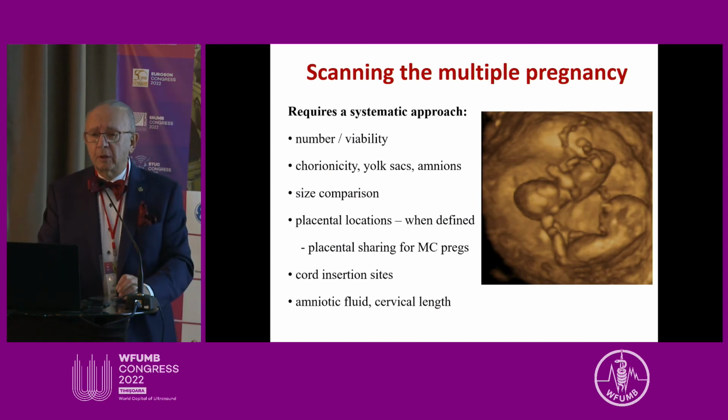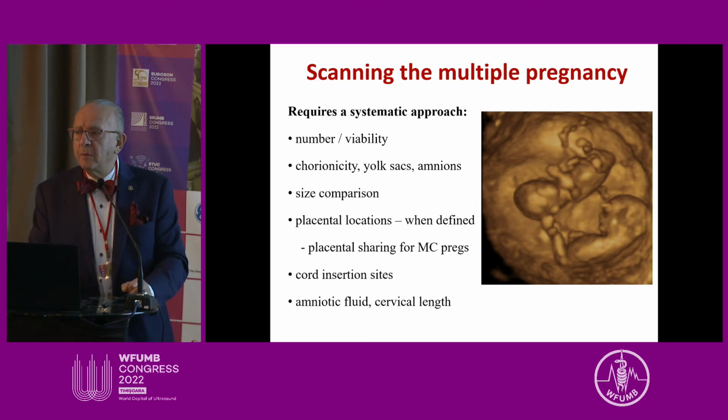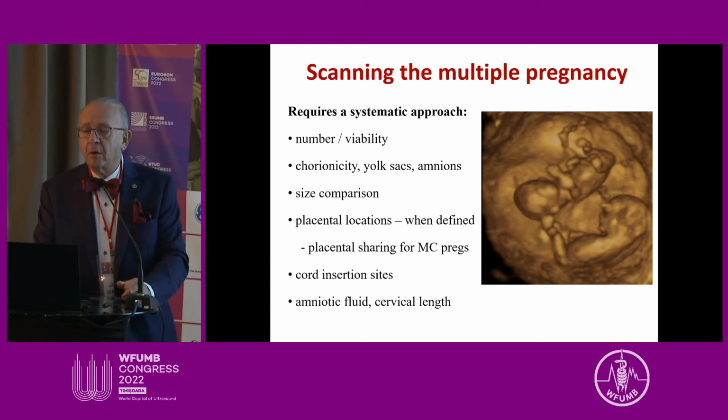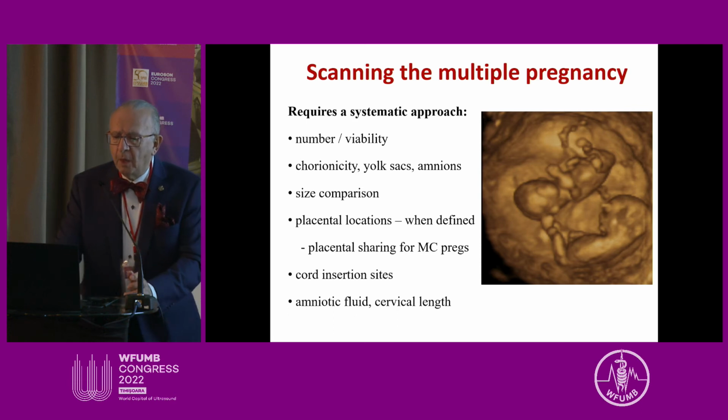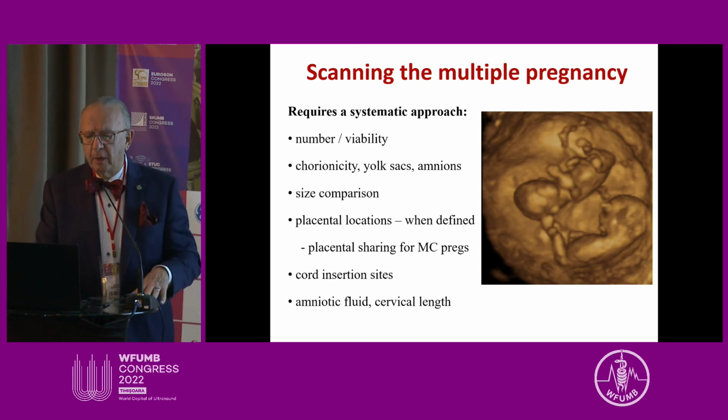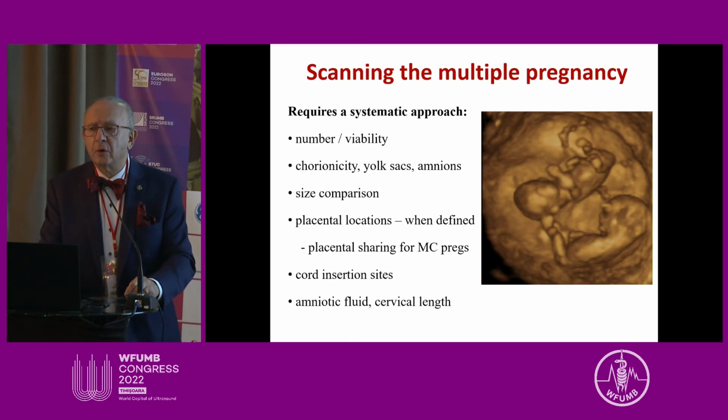So when you scan a multiple pregnancy, you have to use a very systematic approach. Mention the number, the viability, the chorionicity, the number of yolk sacs and amnions. Compare the size, because again, a difference in size may be a predictor of twin-twin transfusion syndrome or a predictor of a genetic problem in the smaller twin. You compare the size, you define the placenta location, the cord insertion, and the amniotic fluid.